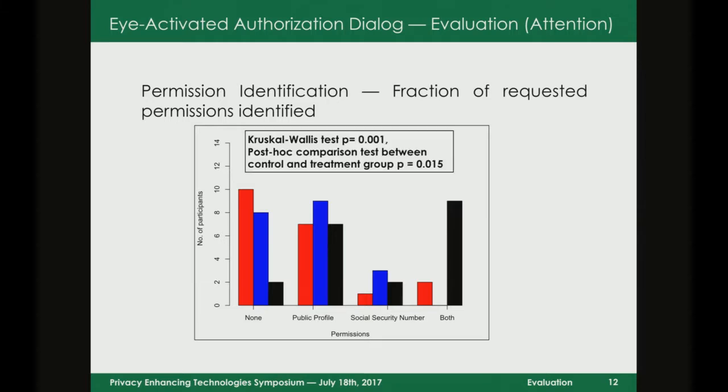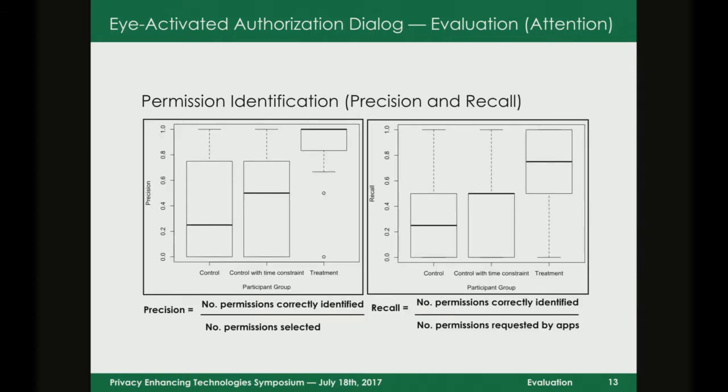And so we conducted a Kruskal-Wallis test to see if there is a significant difference between the three groups. And we did find that there was a significant difference. We found that our approach did significantly better as compared to the control group in identifying the social security number permission. We also calculated the precision and recall of permission identification. And again, we found that on average, our approach did significantly better.